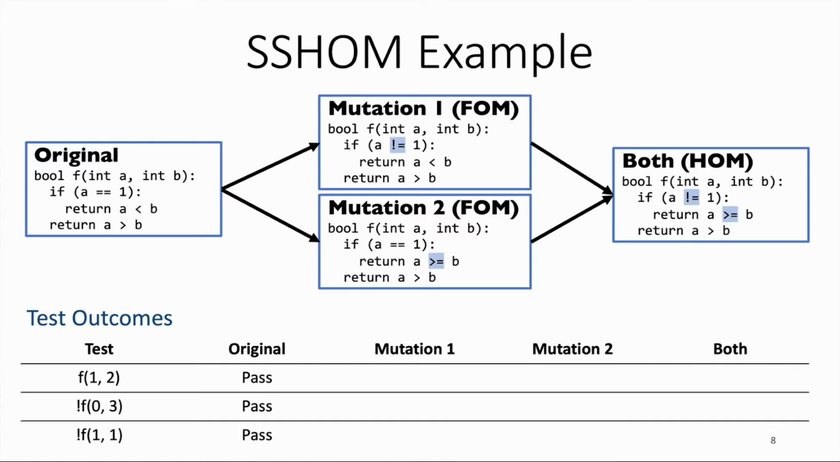all of which should pass the original program. For mutation 1, two test cases fail. For mutation 2, different two test cases fail. Now let's look at the higher-order mutants.